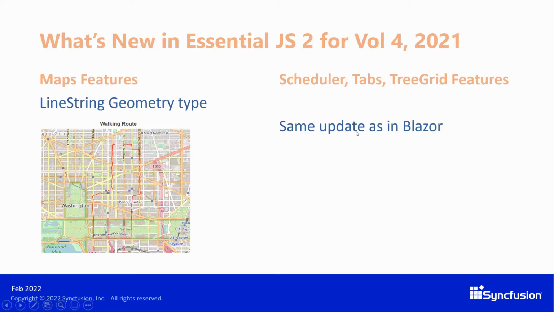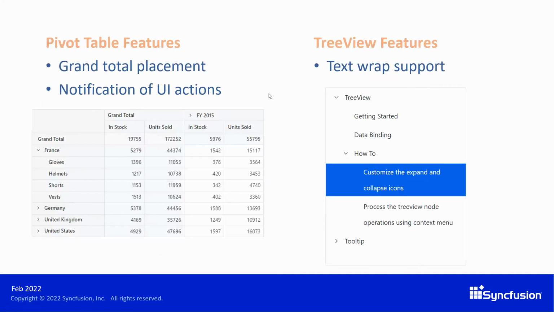And next to the scheduler component, tabs component, and to the tree grid component, the same updates whichever we have seen in Blazor is applicable for Essential JS2 platforms as well. Next to the pivot table component, grand total placement support has been added. So with this feature, you can display the summarized totals either at the first or last position in the pivot table's row and column axis.